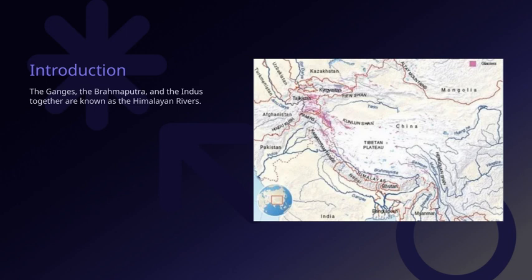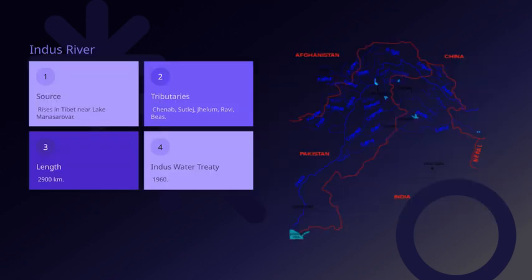So, these rivers are more than just water bodies. They are the lifelines of South Asia, connecting the mountains to the plains and beyond. Let's take a closer look at the Indus River. It originates in Tibet, near the sacred Lake Manasaravar, which is considered its source. From there, it travels a long way, approximately 2,900 kilometers, making it one of the major rivers in the region. Along its course, the Indus is fed by several important tributaries, including the Chenab, Sutlej, Jhelum, Ravi, and Beas rivers. These tributaries significantly contribute to its flow and regional importance.